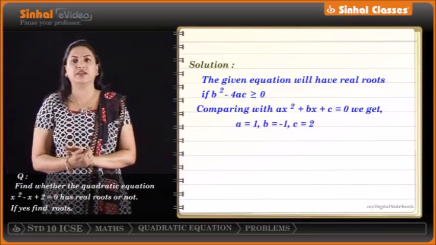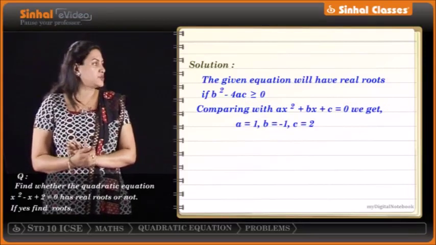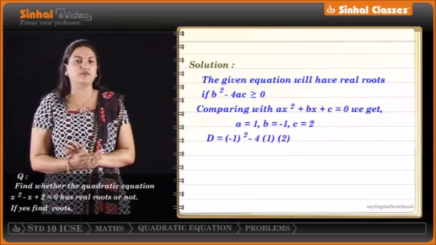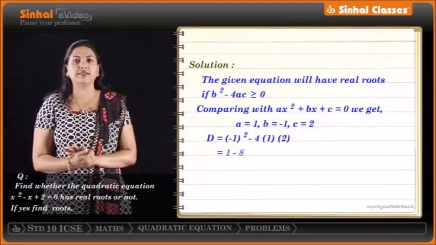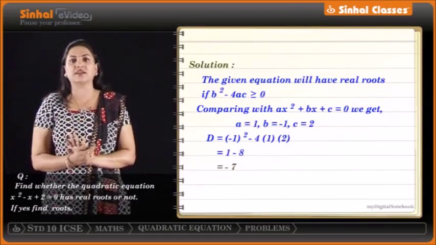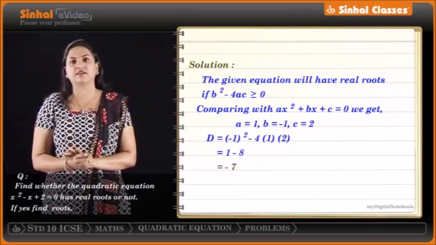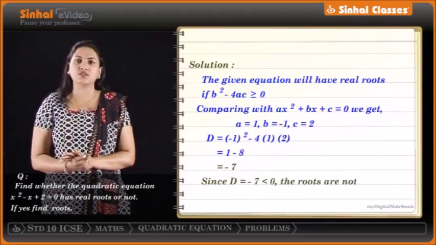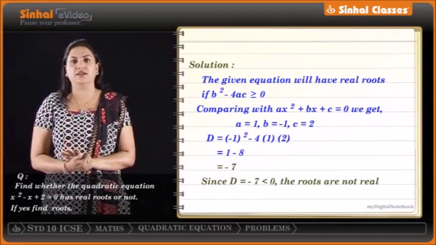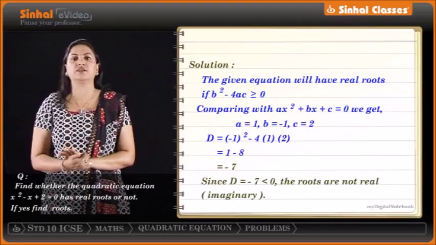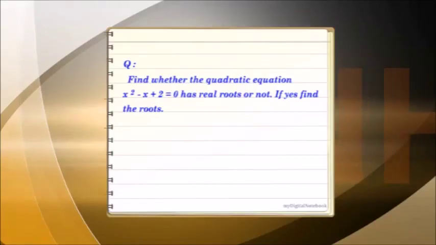So the discriminant b square minus 4ac will be minus 1 square minus 4 into 1 into 2, which equals 1 minus 8, that is minus 7. So here the discriminant is negative, that is it is less than 0. So the roots will be not real. So since it does not have real roots, we cannot find out the other roots.